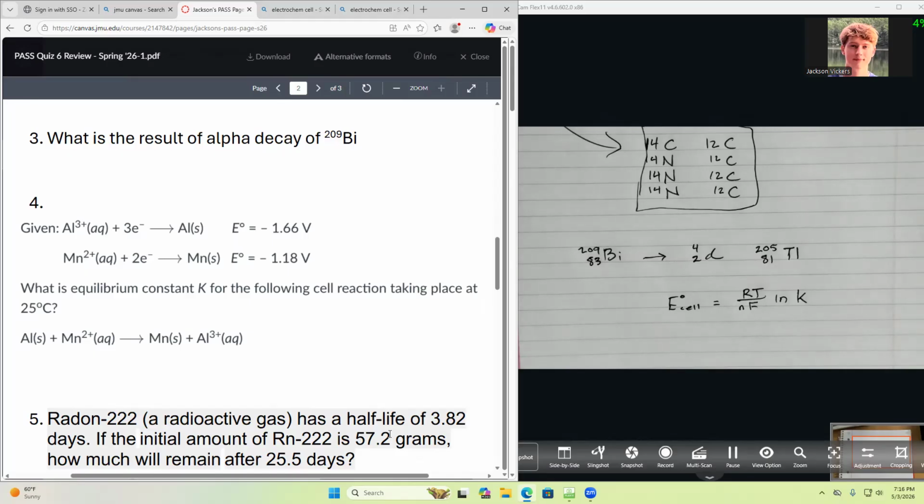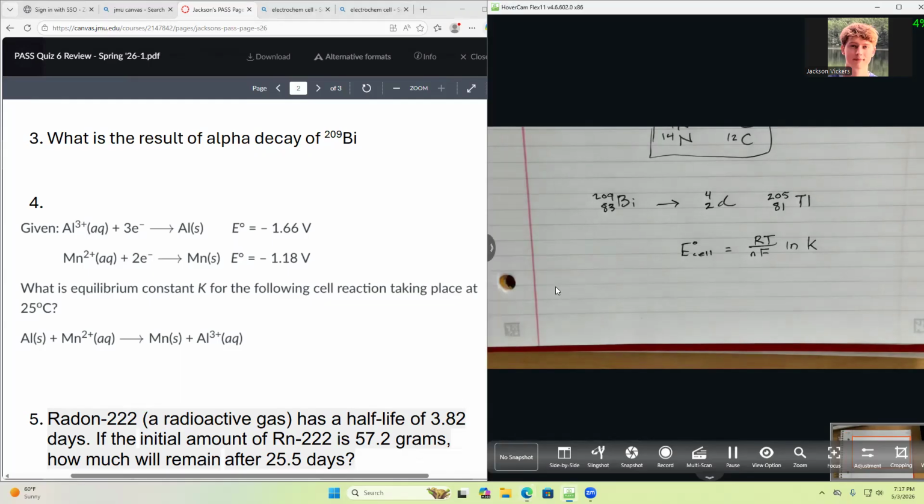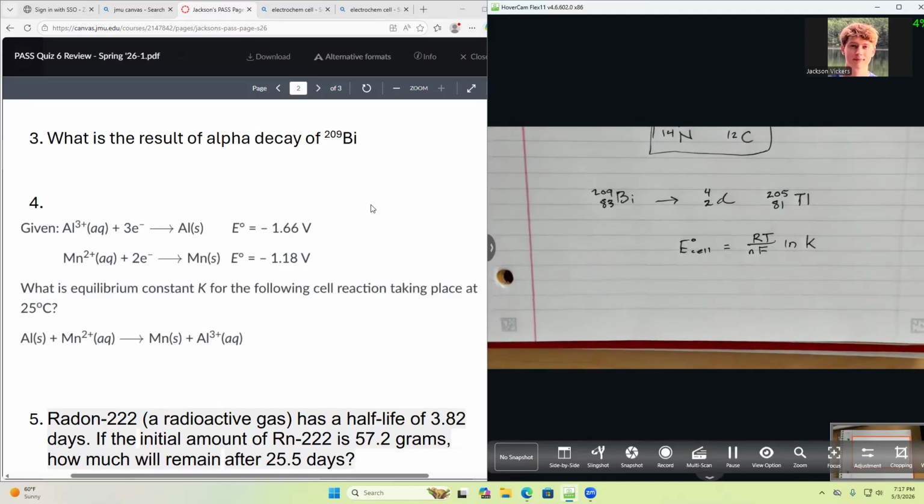Let's work through this one. So first thing we have to do is find the standard cell potential. And what's the formula for that? Cathode minus anode. Yep. So when we're finding the standard cell potential, and again, the standard is the one that has that not symbol on it, we do cathode minus anode, and that means we have to figure out what's going to be at the cathode and what's going to be at the anode.